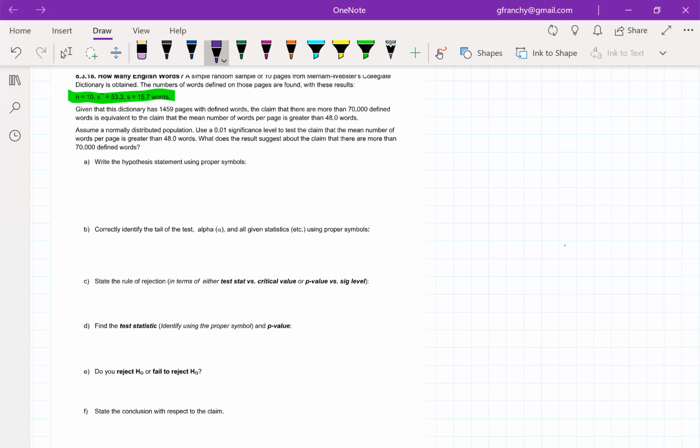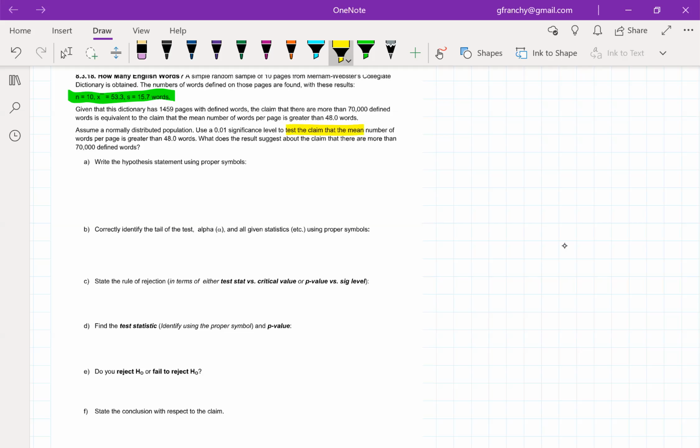Given that this dictionary has 1,459 pages with defined words, the claim that there are more than 70,000 defined words is equivalent to the claim that the mean number of words per page is greater than 48 words. Assume a normally distributed population, use a 0.01 significance level to test the claim that the mean number of words per page is greater than 48 words. What does the result suggest about the claim that there are more than 70,000 defined words?